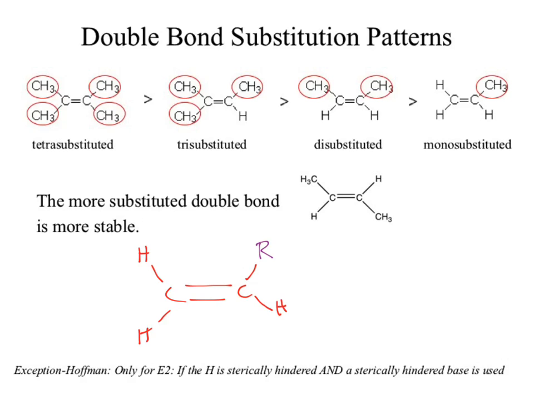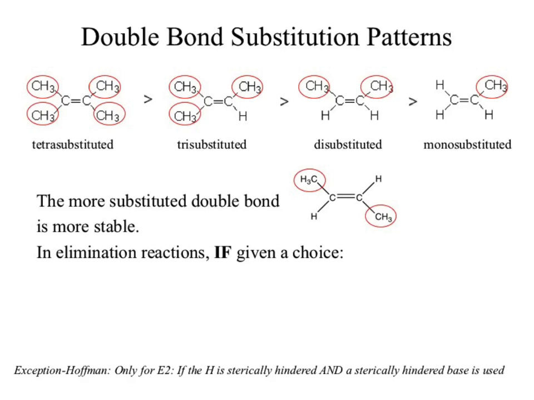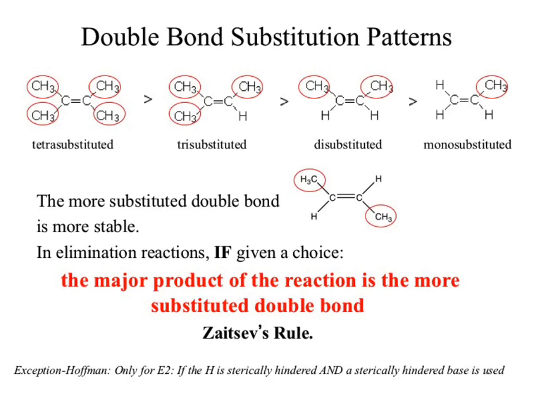It could be any kind of R group. So a tetrasubstituted means all of those hydrogens have been replaced with something other than hydrogen. Trisubstituted? 3 of them. 3 have been replaced. Monosubstituted? 1. Oh, didn't fall for that trick. So, if an elimination reaction occurs, if given a choice, you need to produce the most stable elimination product, the most stable alkene. The major product is the more substituted double bond.